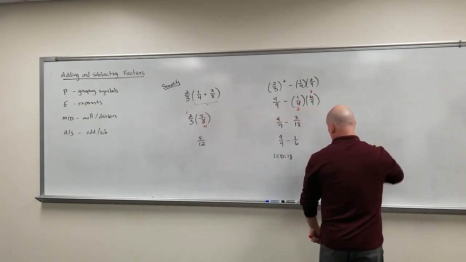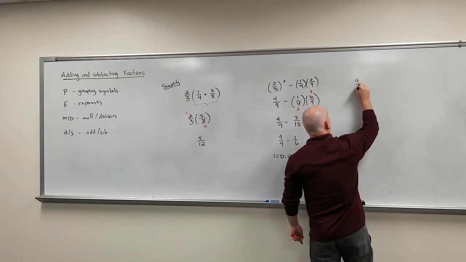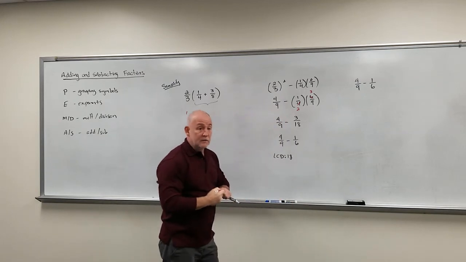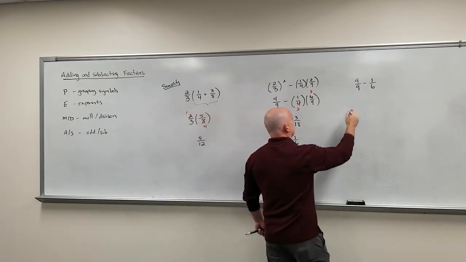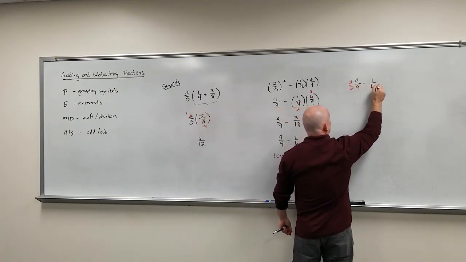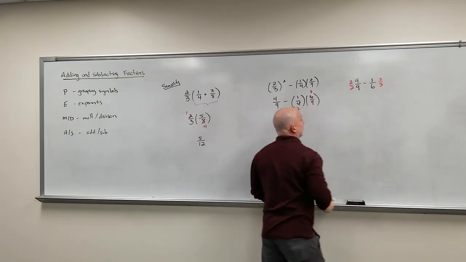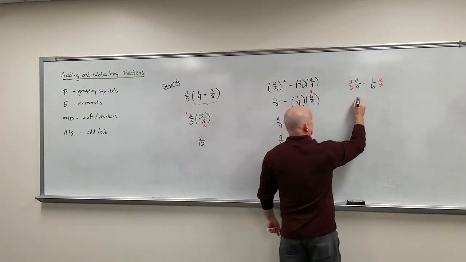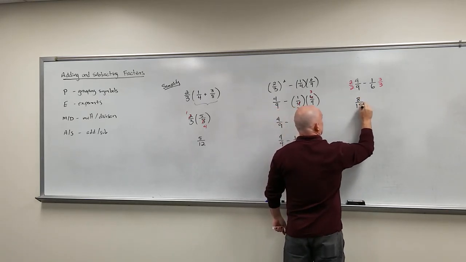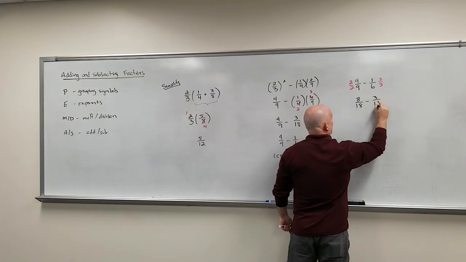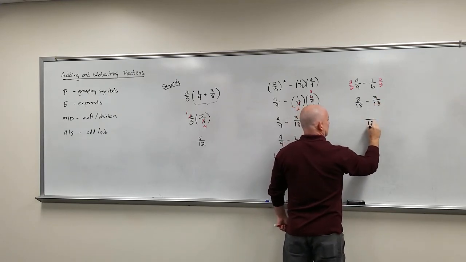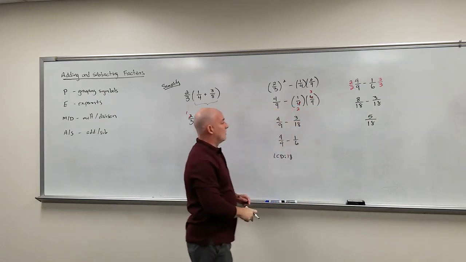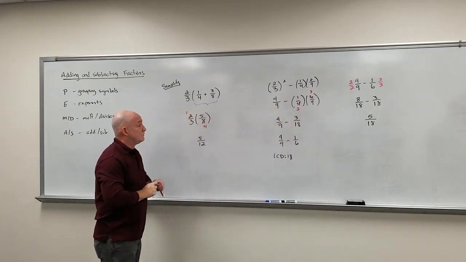Just for room's sake, I'm going to move this up here. So we have 4/9 minus 1/6. I need to make both of those denominators an 18. To make 9 an 18, I'm going to multiply by 2/2. 6, I'm going to multiply by 3, so I'll multiply the second fraction by 3/3. So this gives me 8/18 minus 3/18. So these things are 18ths. 8 minus 3 gives me 5. So our final result would be 5/18.